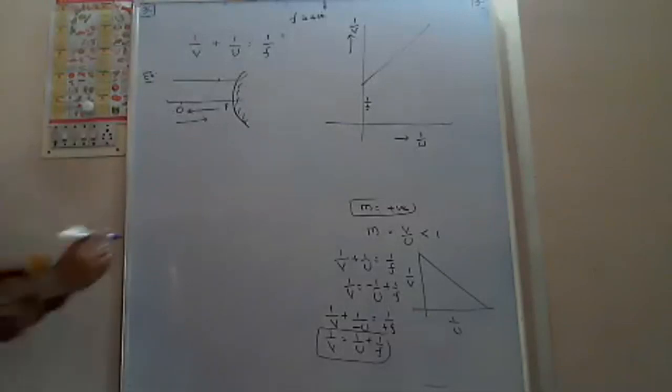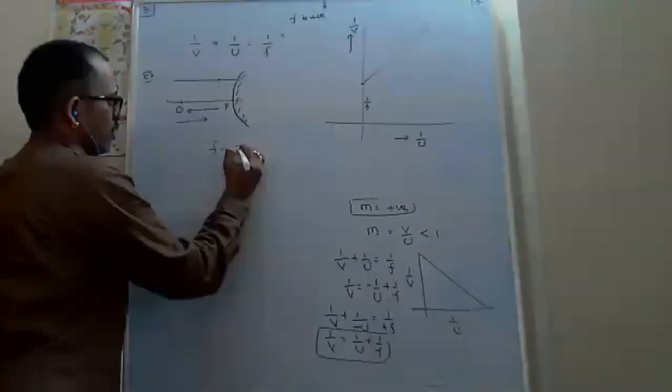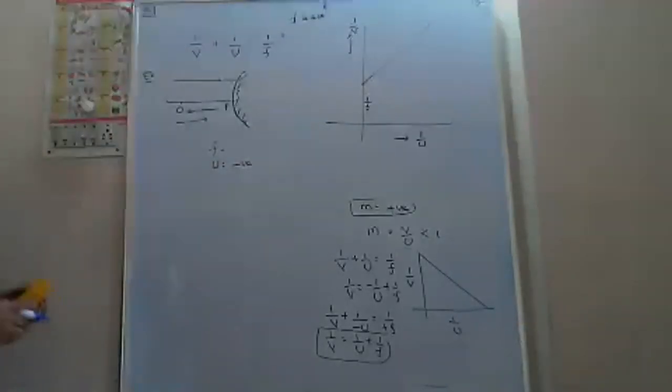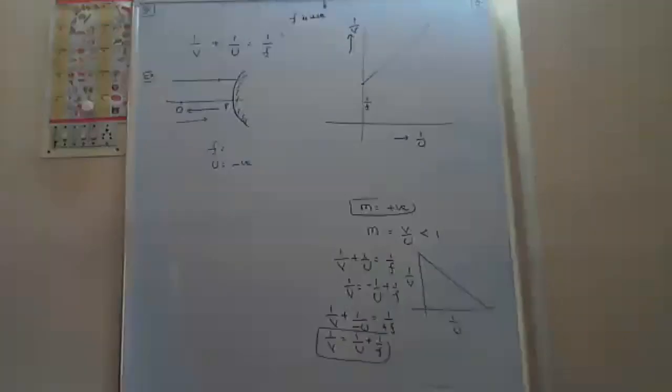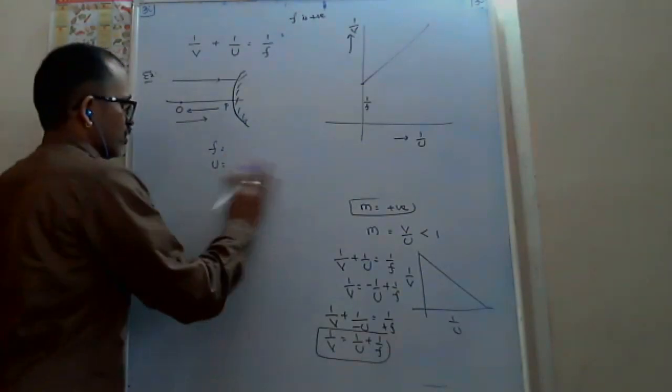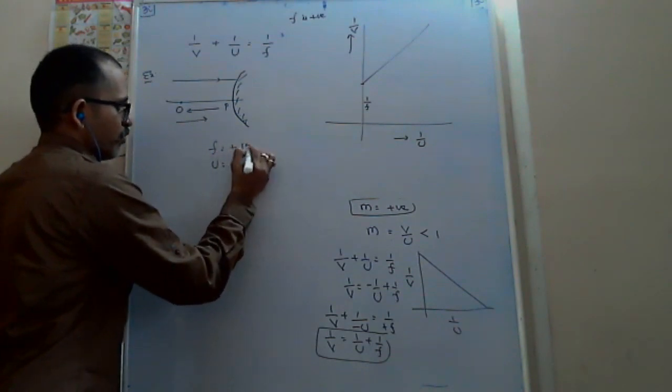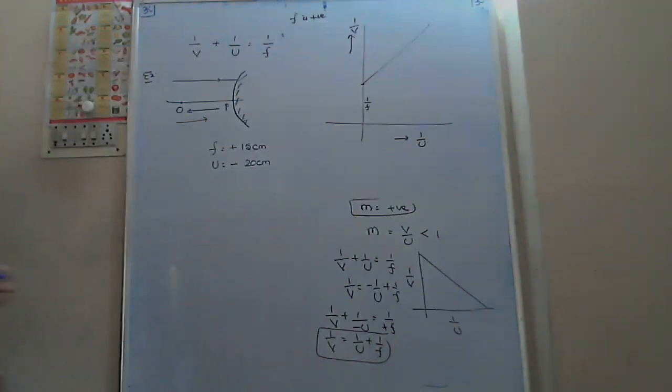F positive, U negative. U is always negative because of a real object. So the object distance, he said, is 20 centimeters, so this is minus 20. The focal length is positive, plus 50. I think you understood what I am going to ask. What will be the distance of the image?